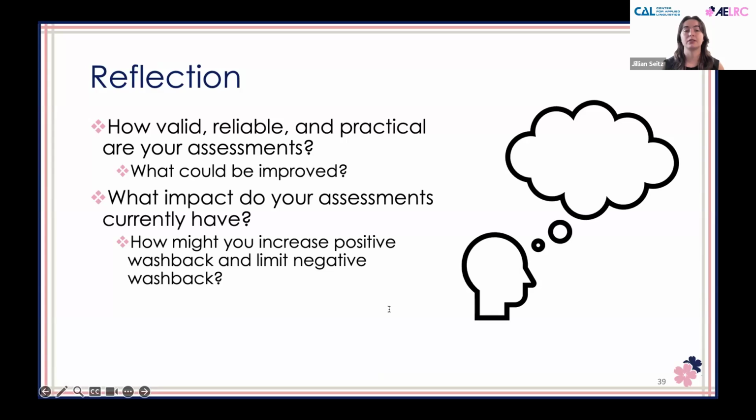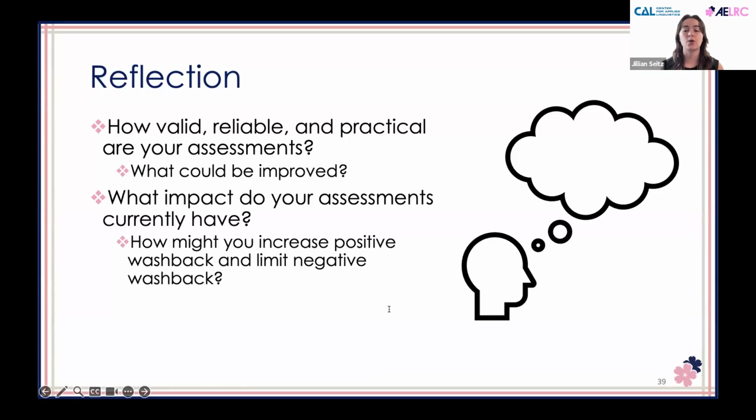We have now covered the 4 principles of assessment: validity, reliability, practicality, and impact. Before I hand things back over to Leslie, I want to prompt you to reflect on some of your current practices. Based on what you know now, how valid, reliable, and practical are your assessments? What do you think could be improved?